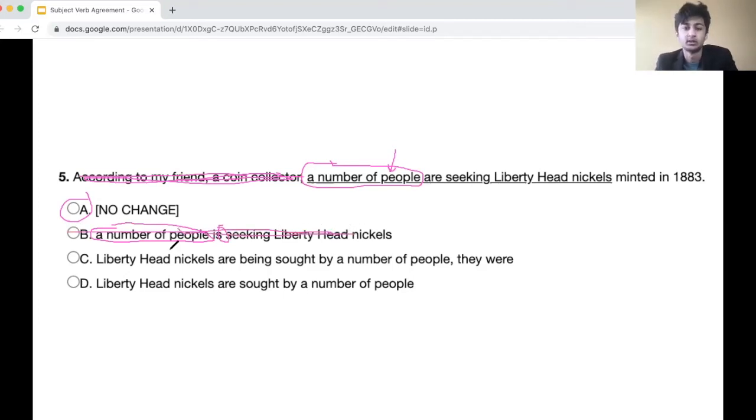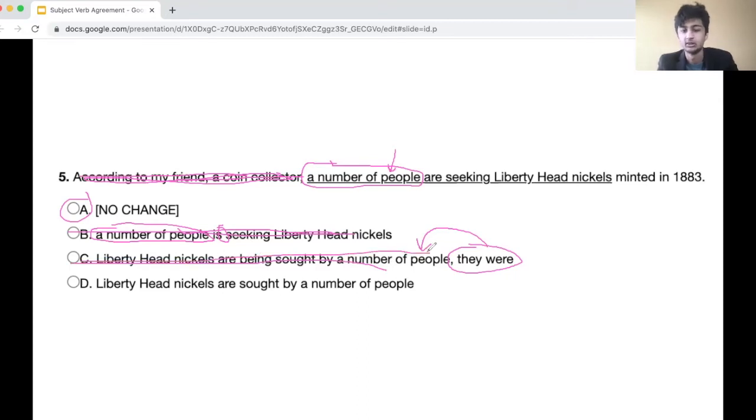Letter C. Liberty Head nickels are being sought by a number of people. They were minted. Now this is tricky once again, but remember, we're trying to avoid awkwardness. When you create a they were, you're actually referring to the people. The people were minted and the people weren't minted. So we're going to take that one out as well.